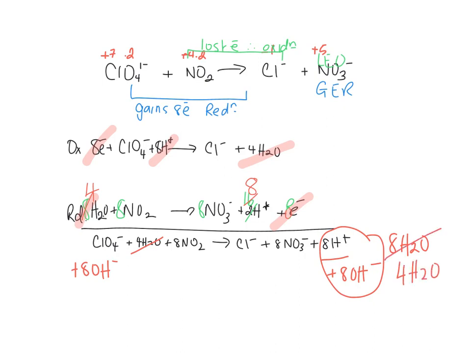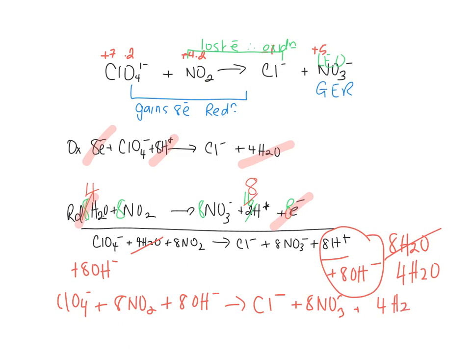So if this was balanced in base, we would have perchlorate. Oh, that's bad writing. Perchlorate plus our 8 nitrogen dioxides plus 8 hydroxides. And this would go over here. We would have 1 chloride, 8 nitrates, and we would have a net 4 waters.